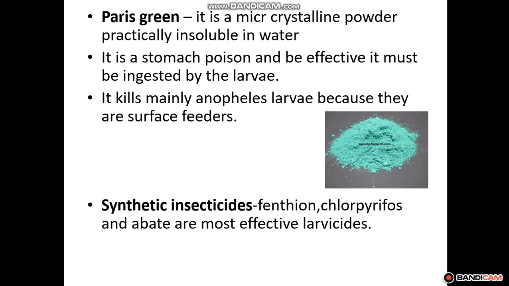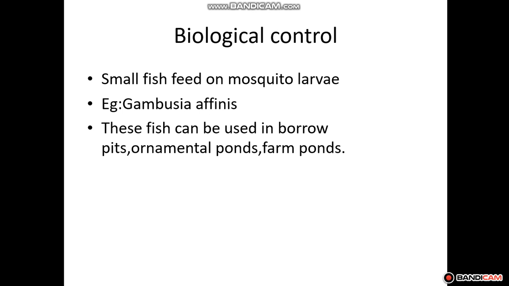And then synthetic insecticides: Fenthion, chlorpyrifos, and Abate are the most effective larvicides. There are many other types of synthetic insecticides available in the market. You can purchase any of them and use them in the breeding places so that you can kill the mosquitoes.